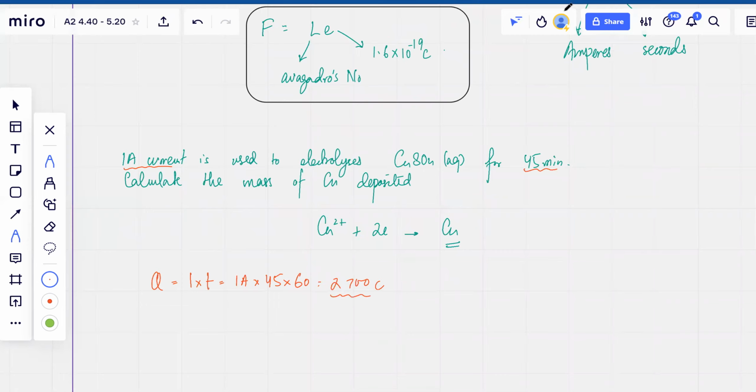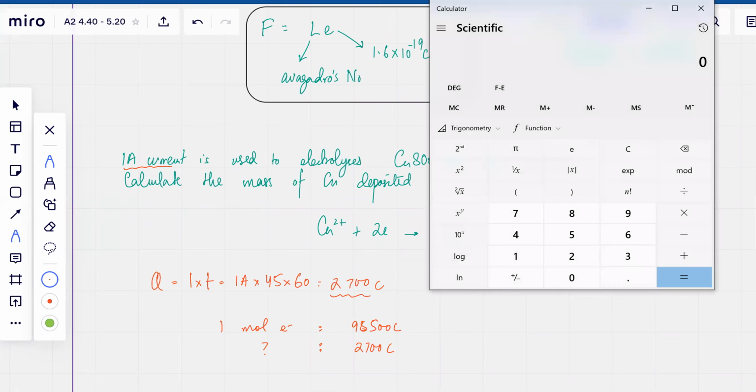Now I can convert that charge to electrons because I know that 1 mole of electrons has a charge of 96,500 coulombs. So I can use ratios and figure out that if I have 2,700 coulombs, how many moles of electrons are actually passing through the circuit? What would that give me?